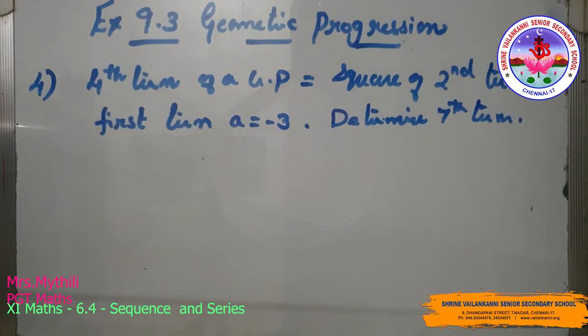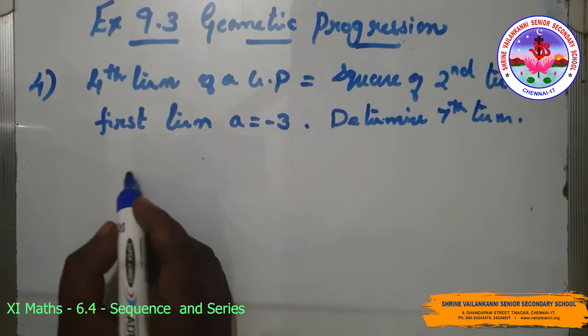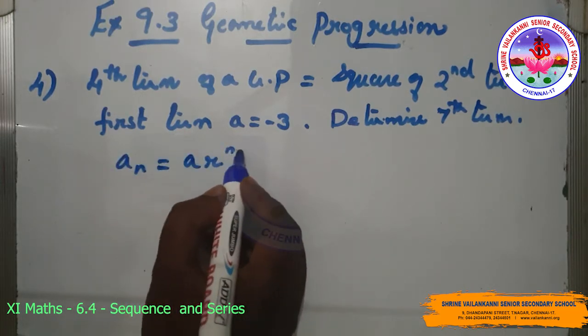Fourth question. The fourth term of a GP is the square of its second term, and the first term is minus 3. Determine its seventh term. So the first term a equals minus 3, and the general term a_n is a r power n minus 1.